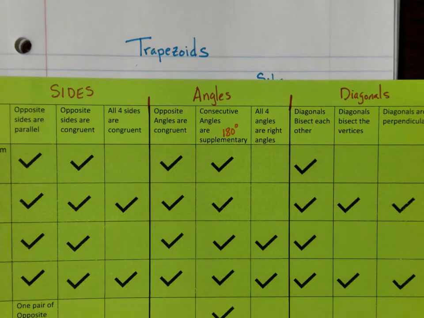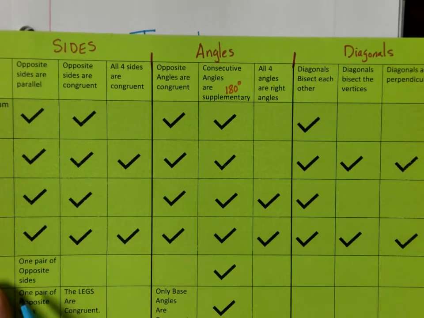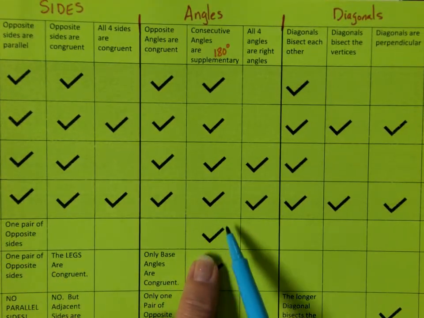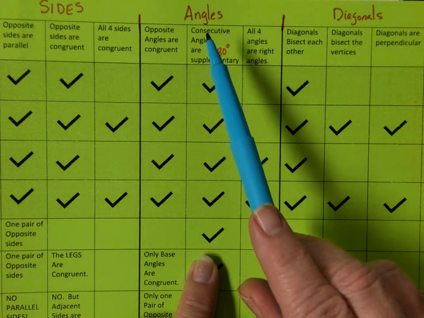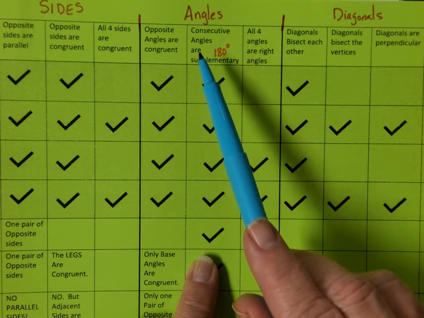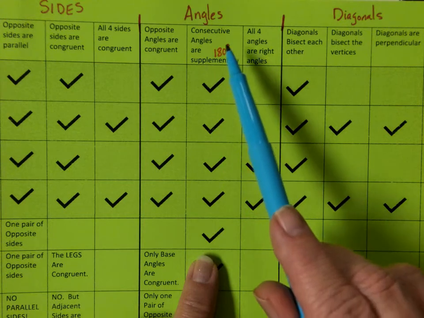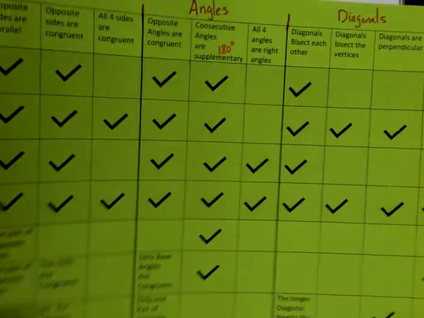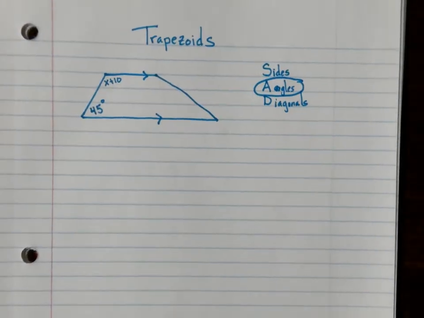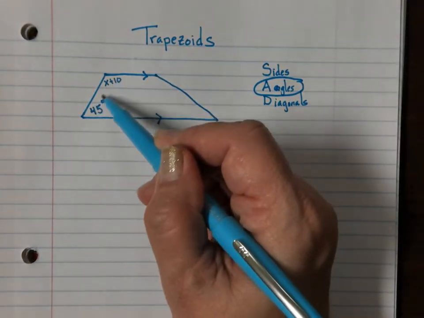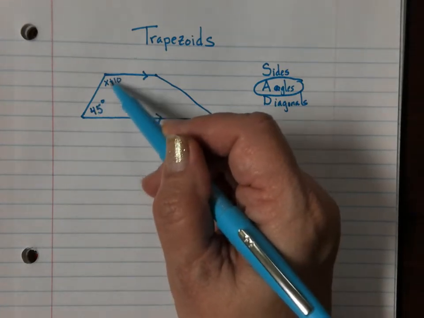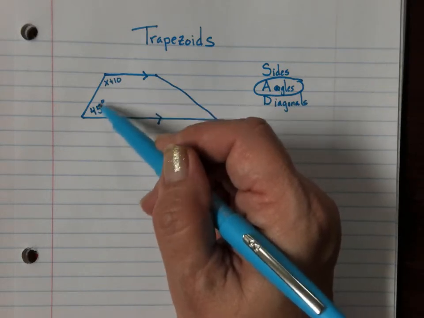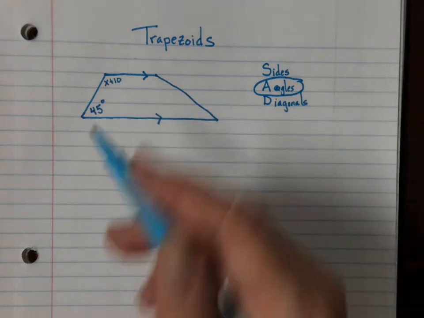Alright, so we're talking about angles here, and so we go down to trapezoid, angles, and look, there's only one check mark right here, and what does it say up here? Consecutive angles are supplementary, and supplementary means adds up to 180. So we look over here at our trapezoid and we go, oh, yeah, these angles are consecutive. See how they're right next to each other, one right after the other. So these two angles are going to add up to 180.